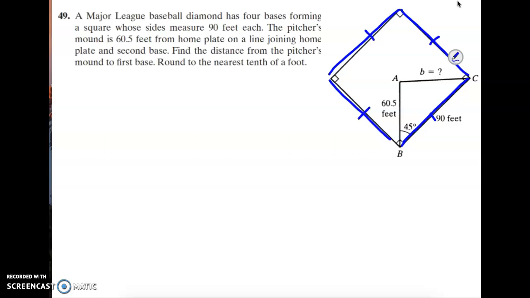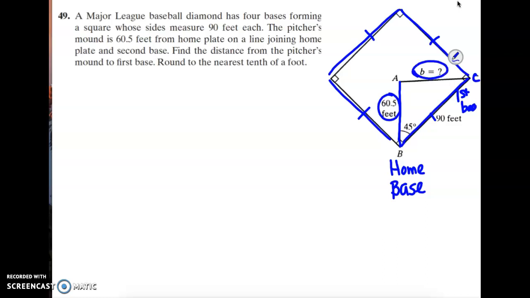The pitcher's mound is 60.5 feet away. So this distance here is 60.5 feet. Here's home base. And we want to find the distance from the pitcher's mound to first base. So here would be first base at C, and we want to find this distance.